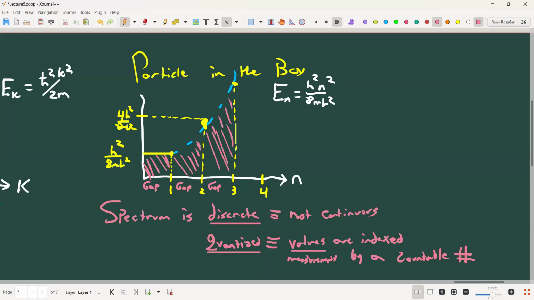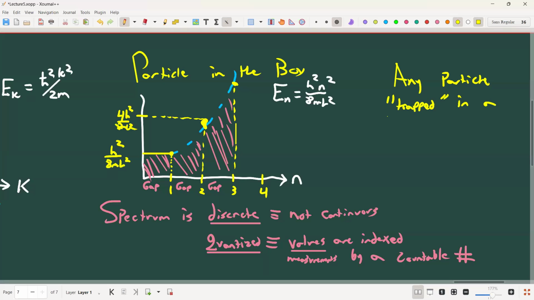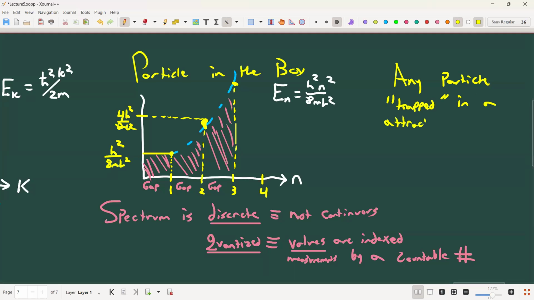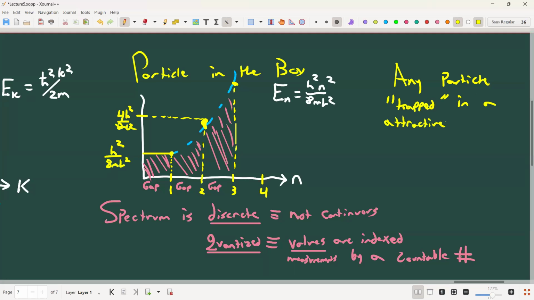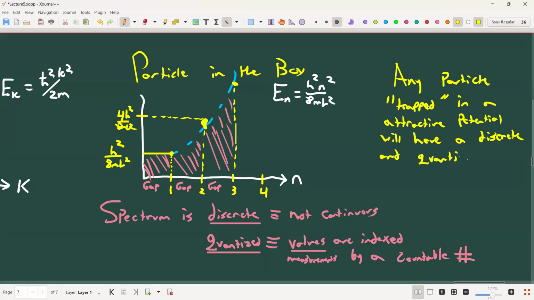And this is entirely general. I'm just going to write this down. Any particle trapped in an attractive potential, not a potential where it wants to kick it out, but a potential where it's safe to be in and it's stable, will have a discrete and quantized spectrum, a quantized set of energies.